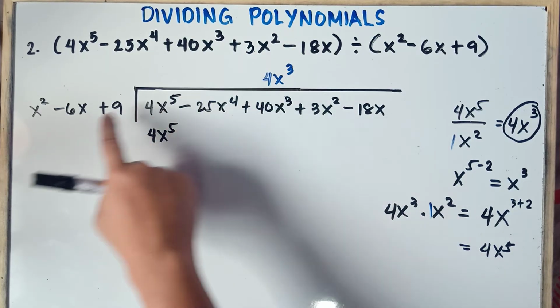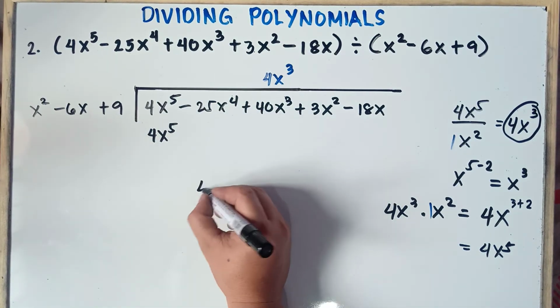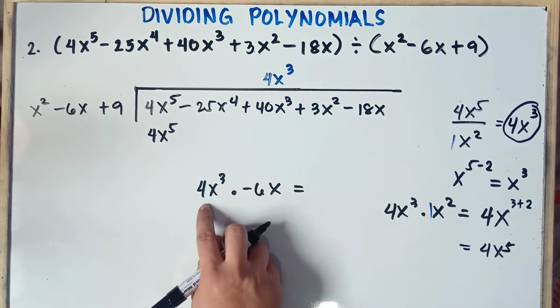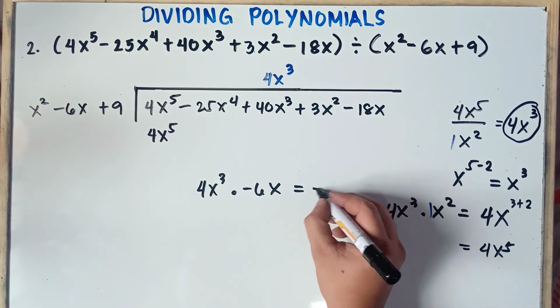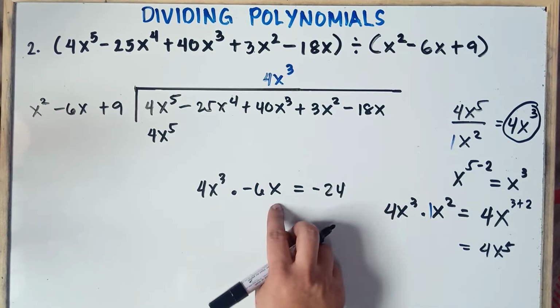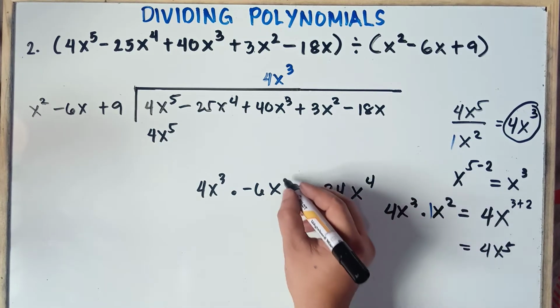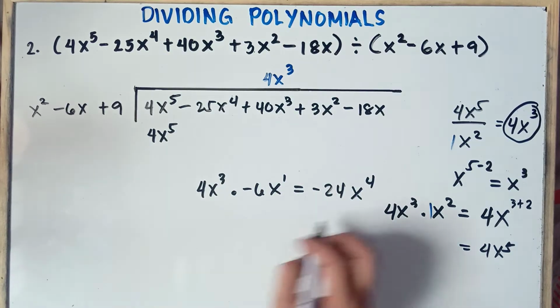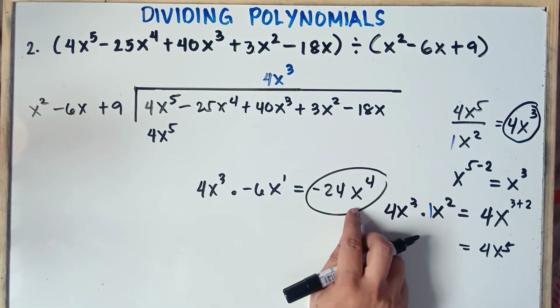4x cubed times negative 6x. So 4 times negative 6, that's negative 24. x cubed times x would be x raised to the power of 4. Understood that there's a 1 here. So 3 plus 1, that's 4. So our answer is negative 24x raised to the power of 4.